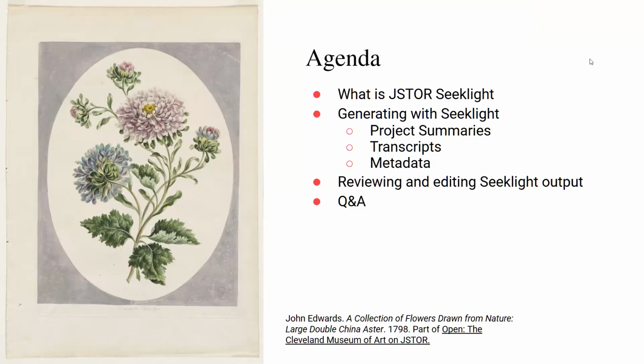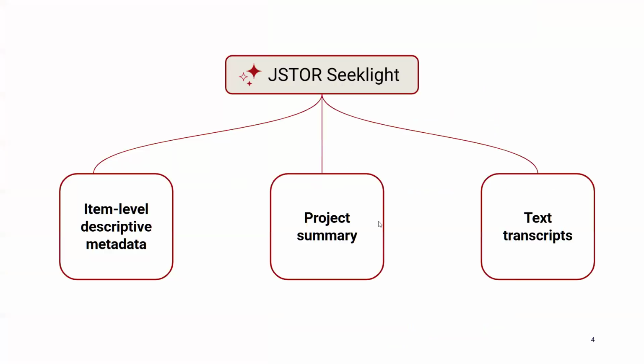There we go. So first, what is Seeklight? JSTOR Seeklight is a collections processing tool that is built into the JSTOR Digital Stewardship Services Digital Asset Management System. It currently generates item-level descriptive metadata, project summaries, and text transcripts for items with text. Seeklight is AI-powered, by which I mean it uses AI models to generate these materials.